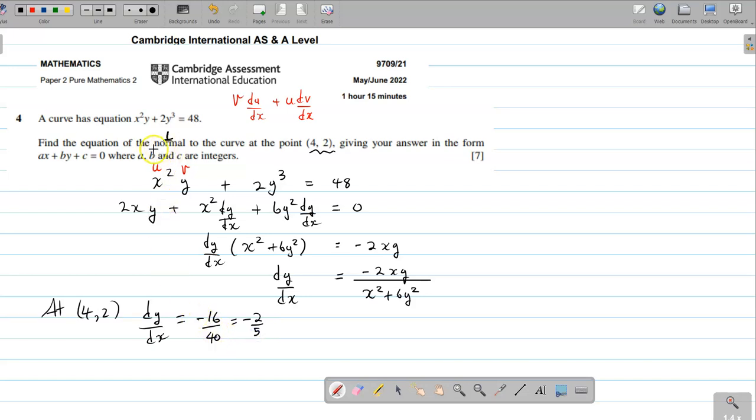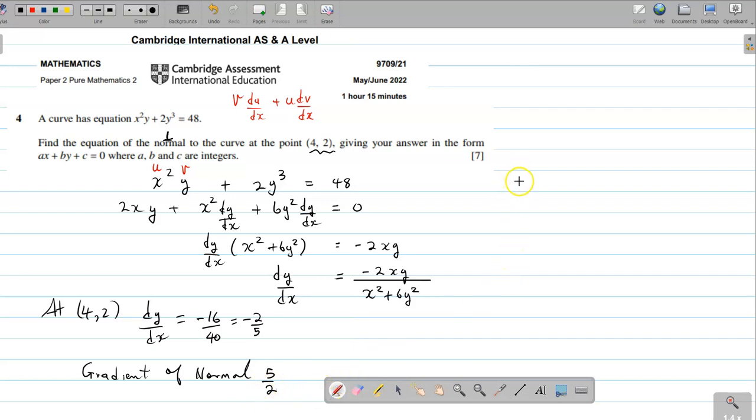Since the gradient of the normal is perpendicular to the gradient of the curve, it means that we can write the gradient of the normal. Since it is perpendicular, it means that we would have 5 over 2. We simply do the reciprocal of dy/dx and times it by minus 1. So that's the gradient of the normal.